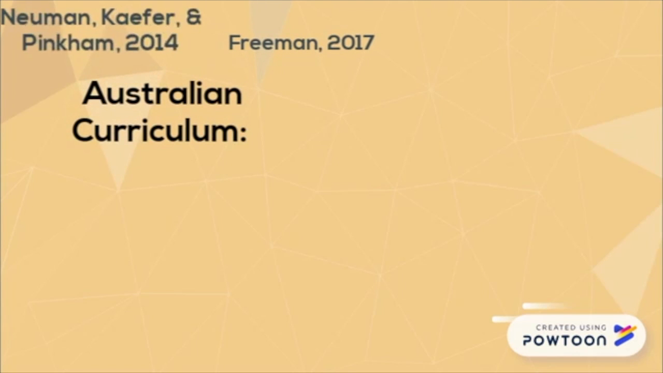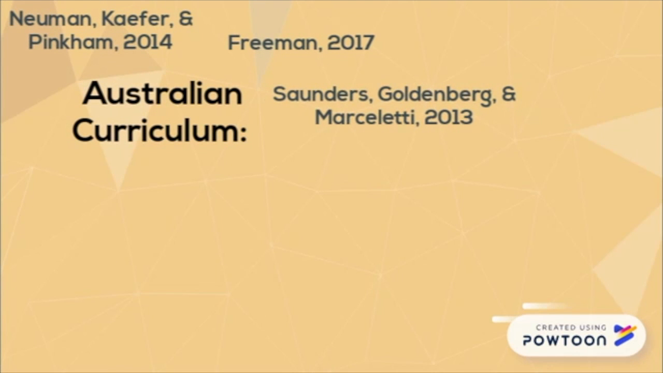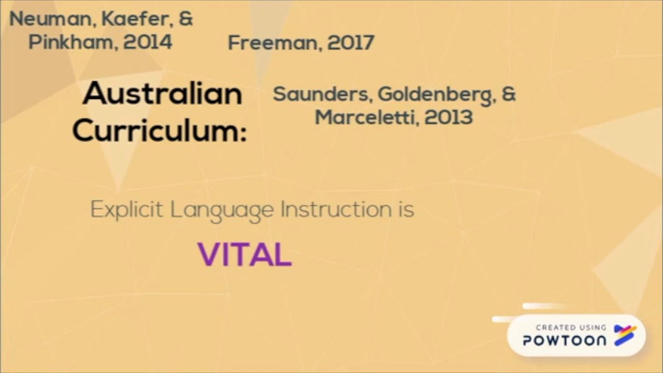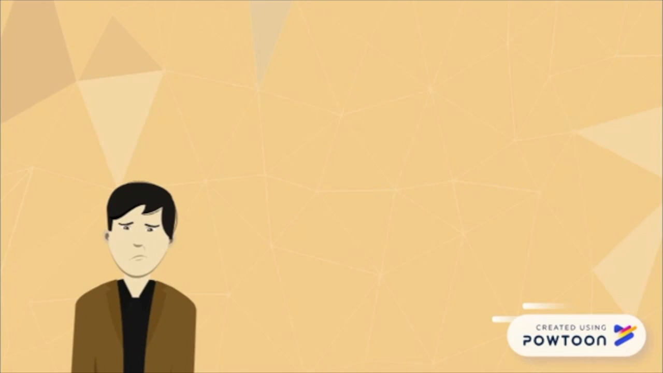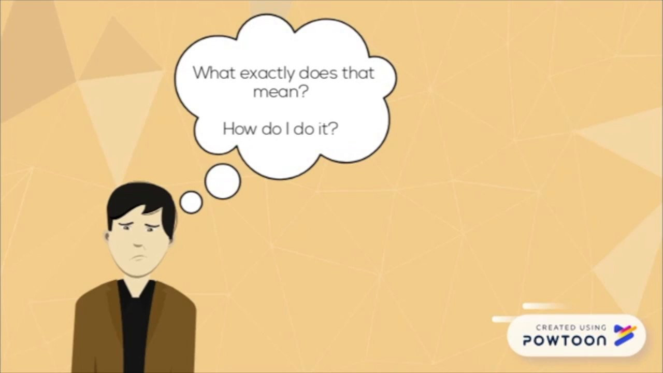The Australian curriculum, as well as other research, states that explicit language instruction is vital for effective teaching of English language learners. We, as teachers of English, need to ensure that we're making adjustments for our EALD learners to explicitly teach them the English skills they need to succeed. But you might be thinking, I've heard the term explicit language instruction, but what does that mean? And how do I do it?